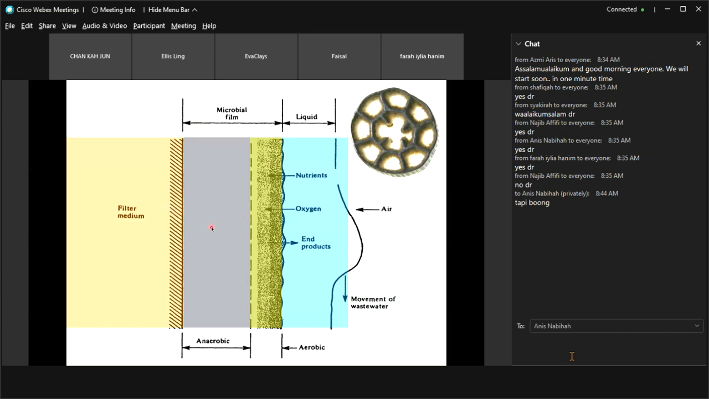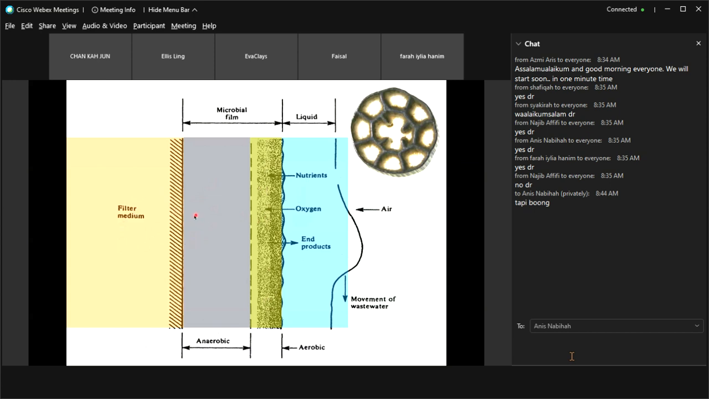Okay, so I repeat again. The concept is that on the media, the biofilm, with availability of food and also oxygen, will grow on the surface of the media. Food and oxygen will be absorbed, but eventually as they get thicker and thicker, only the outer part will receive the food and the oxygen.